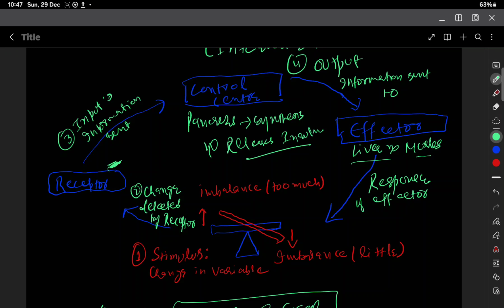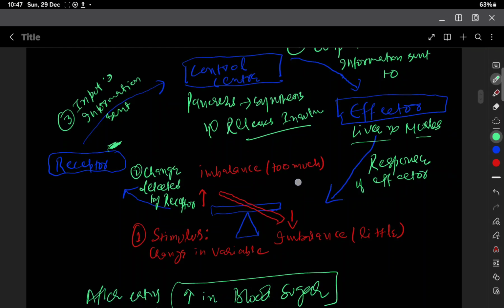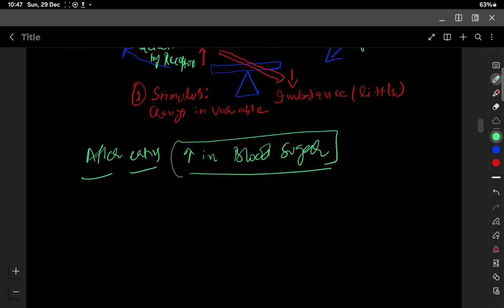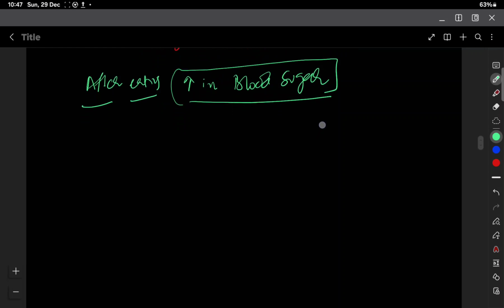So in our body, various variables and various changes are there. Those changes will be detected by the receptors, and then either a negative feedback mechanism or a positive feedback mechanism will act. So if one thing increases, the body will try to decrease it. If anything decreases, the body will try to increase it. This whole process is called homeostasis. If I explain this in detail, after eating there is an increase in the blood sugar.